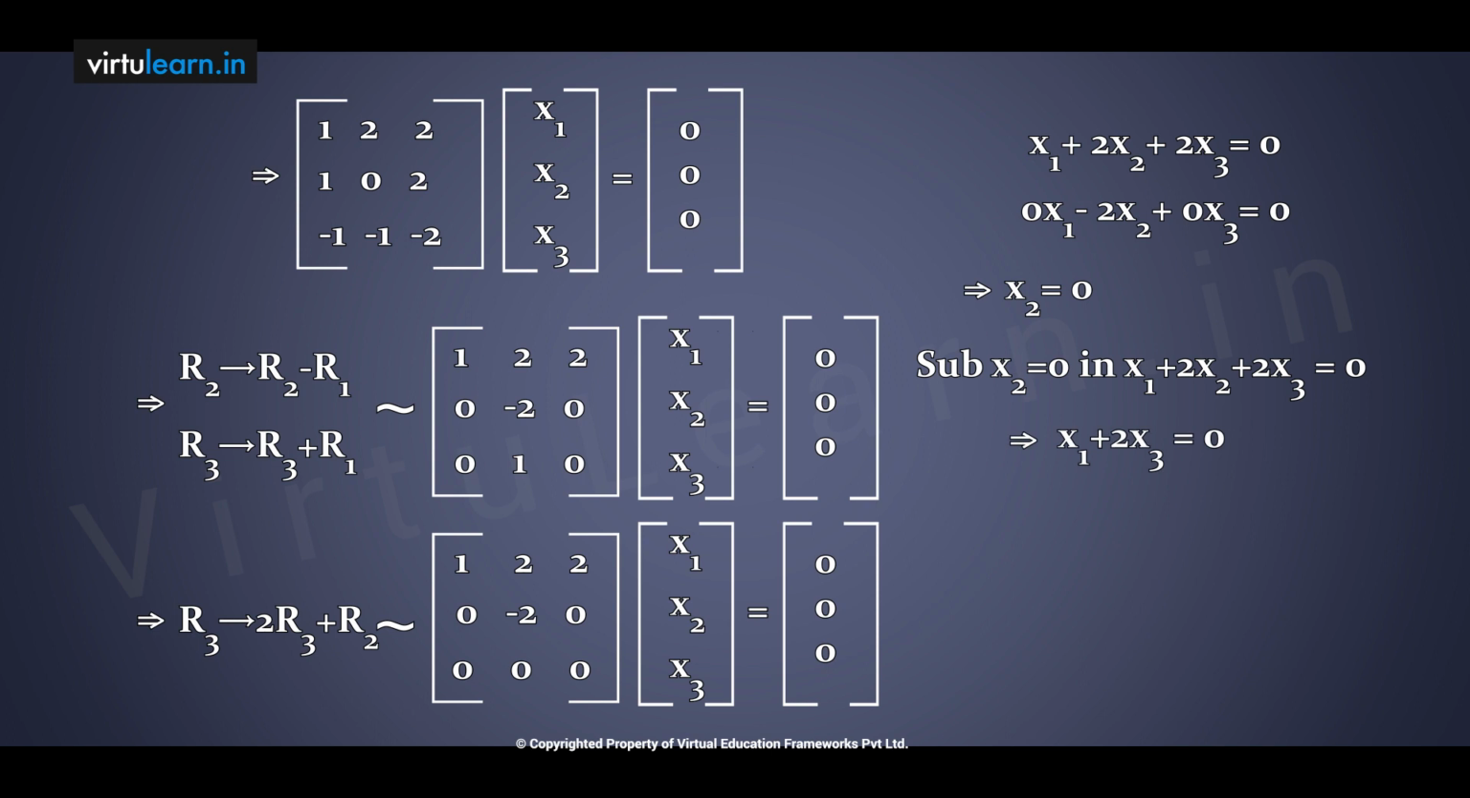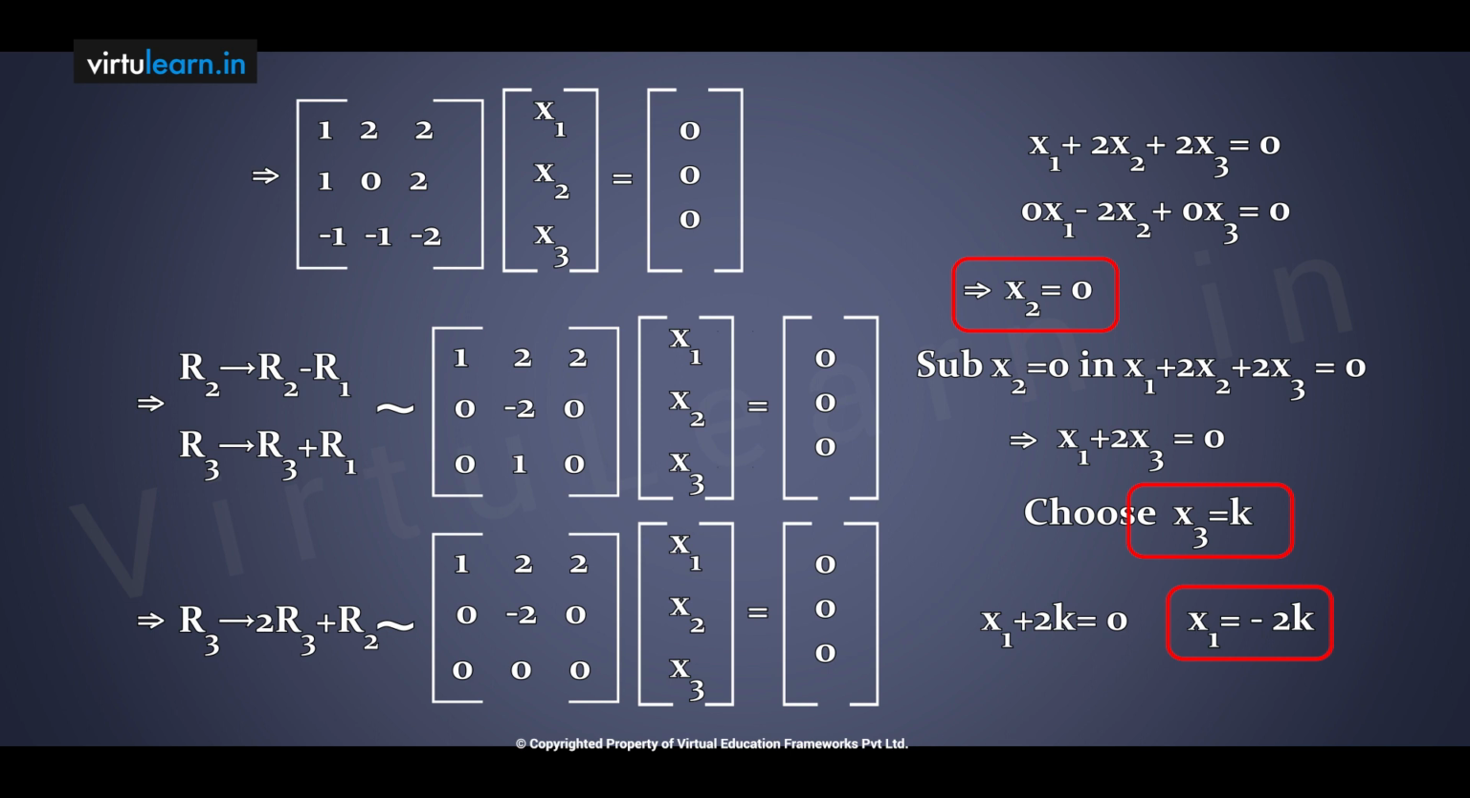Now here one equation is available, and you have to calculate two variables x1 and x3. For that purpose you should consider from last, x3 equal to k, choose x3 equal to k. Therefore it becomes x1 plus 2k equal to 0, x1 equal to minus 2k. Now I got x1 equal to minus 2k, x2 equal to 0 and x3 equal to k, already I have taken. Now this is the procedure to solve the system of linear equations by echelon form.